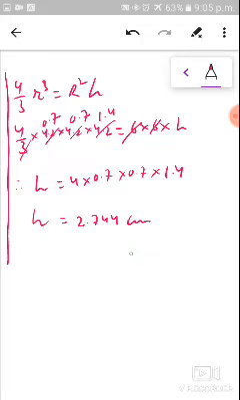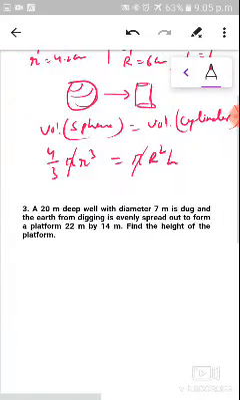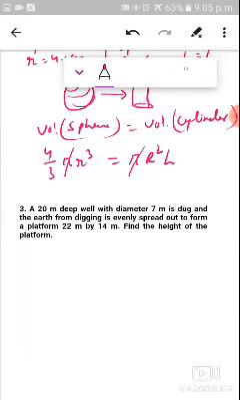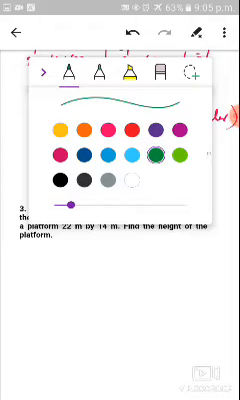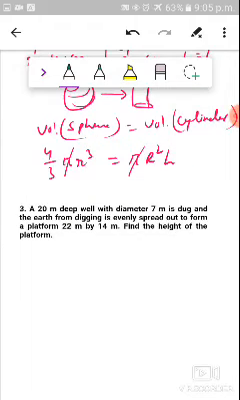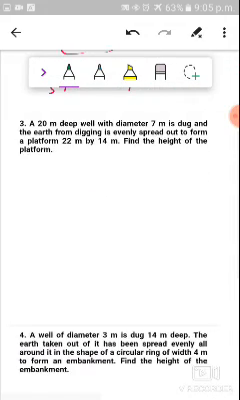Okay, moving to next one. So now I'm taking question number 3. So let us see what is in question number 3.